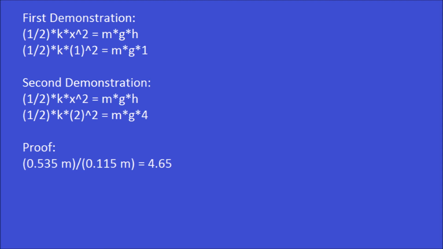This creates a ratio of 4 to 1 and can be proven if the total distance is covered during each demonstration. We would divide the total distance covered during demonstration 2 by demonstration 1, and it would equal roughly 4. Now if we plug in 0.535 meters and divide this by 0.115 meters, it would equal roughly 4.65. This is very close to 4, and the excess may have come from a disturbance during the demonstrations. What this tells us is that doubling the compressed distance increases the distance that the cart travels 4 times.